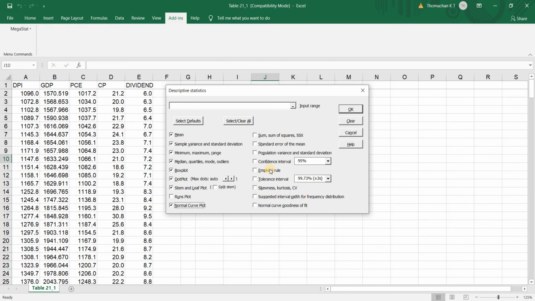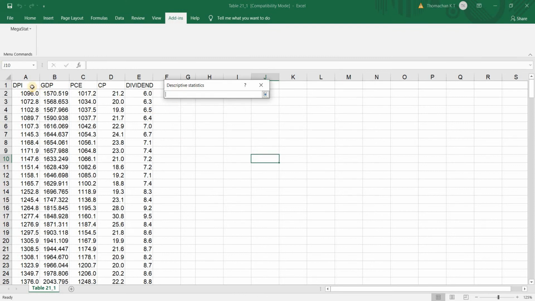So some of the main themes we have discussed are mean, sample variance and standard deviation. Empirical rule, we have the 3 standard deviation rule and the like. Then skewness and kurtosis, coefficient of variation. Then population variance and standard deviation. Then standard error of the mean, and so many other items are there.